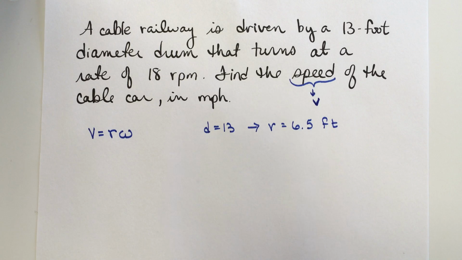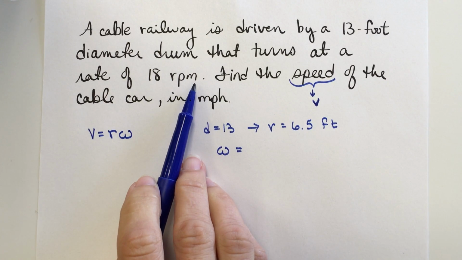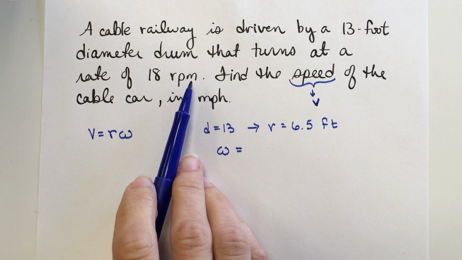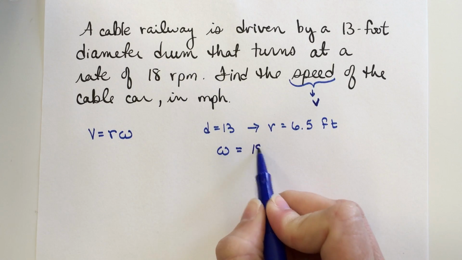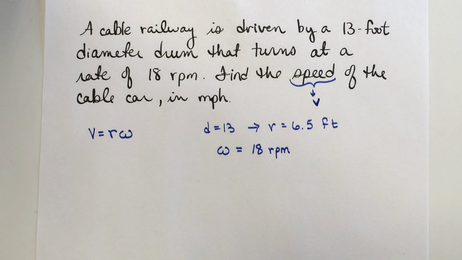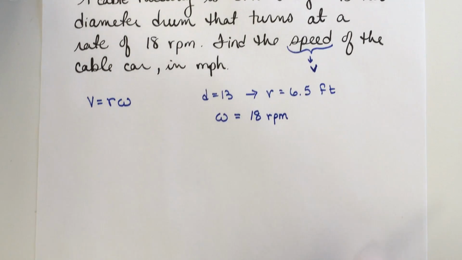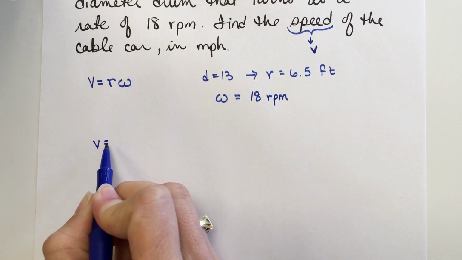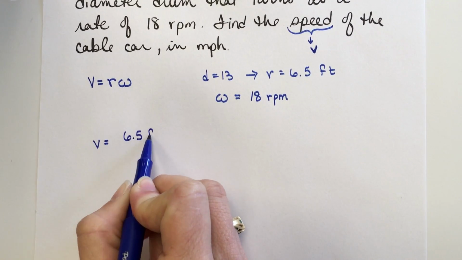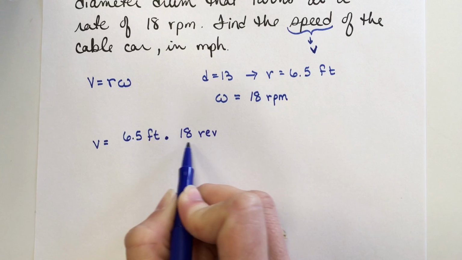Now omega, you know omega, because remember, revolutions per minute is an angular velocity. I've already explained that on two other problems. So omega is 18 revolutions per minute. Now I do need it to be radians per minute. Again, you can go ahead and change it now or wait and just change it in the problem. That's what I'm going to do. So we have R and omega ready to plug into the formula. R is 6.5 feet, and you multiply that times omega, which is 18 revolutions per minute.